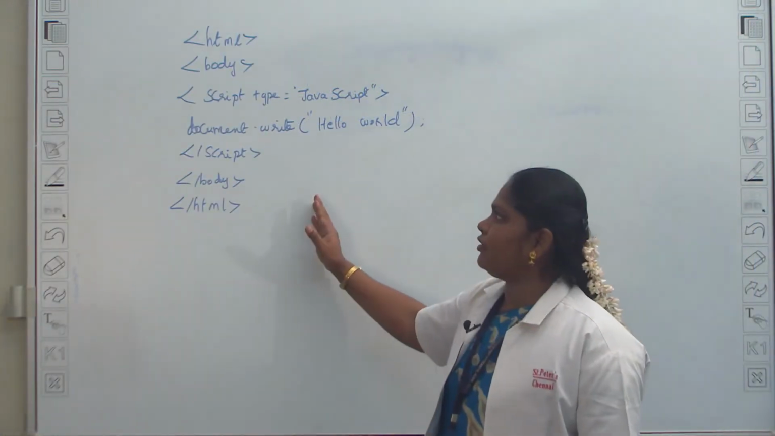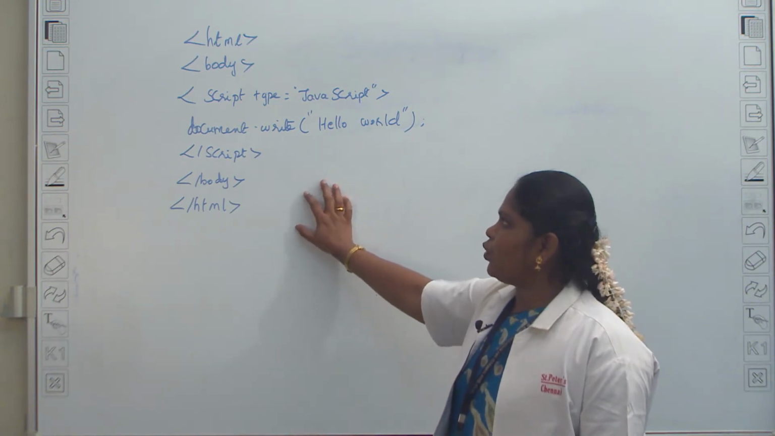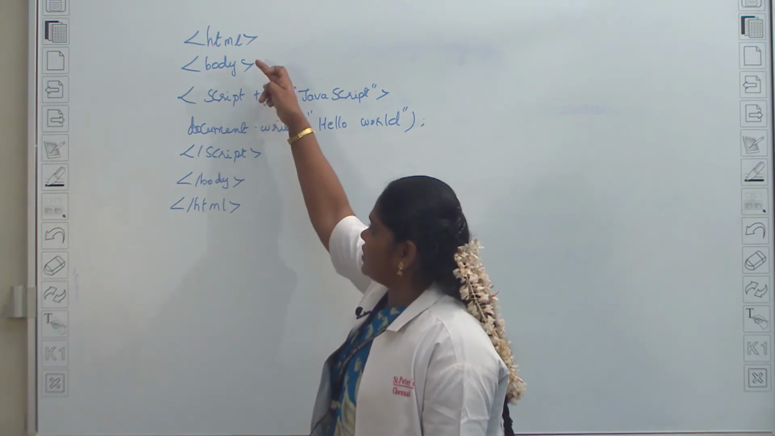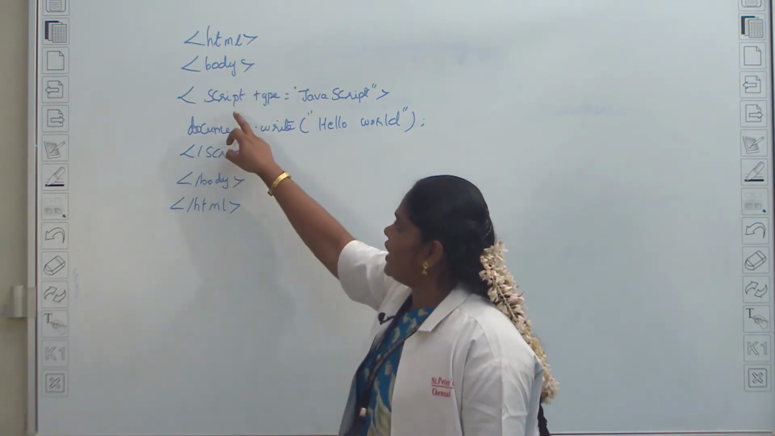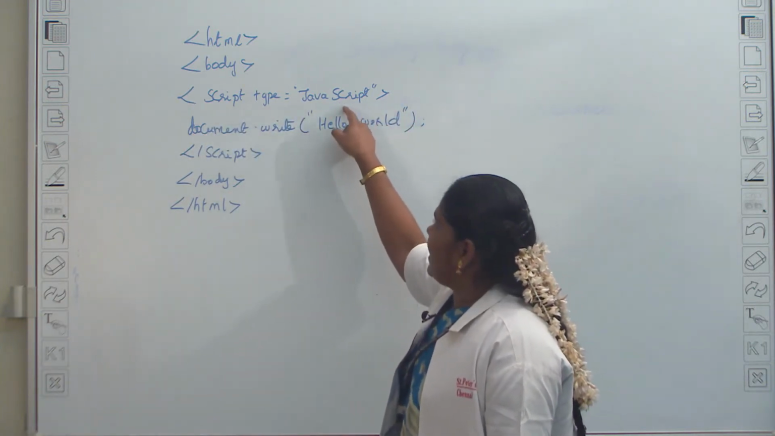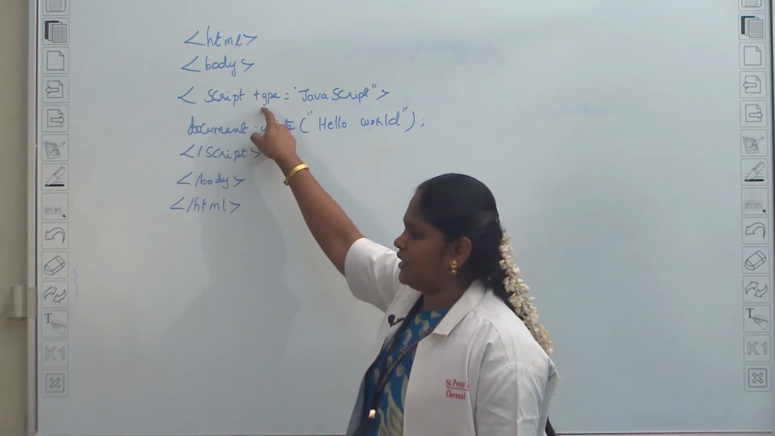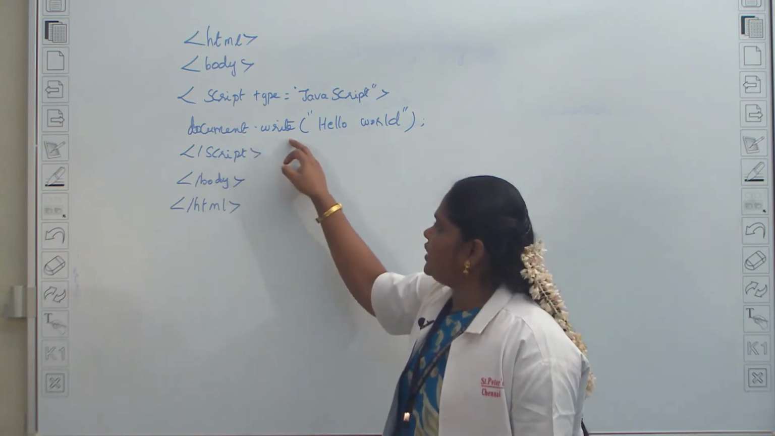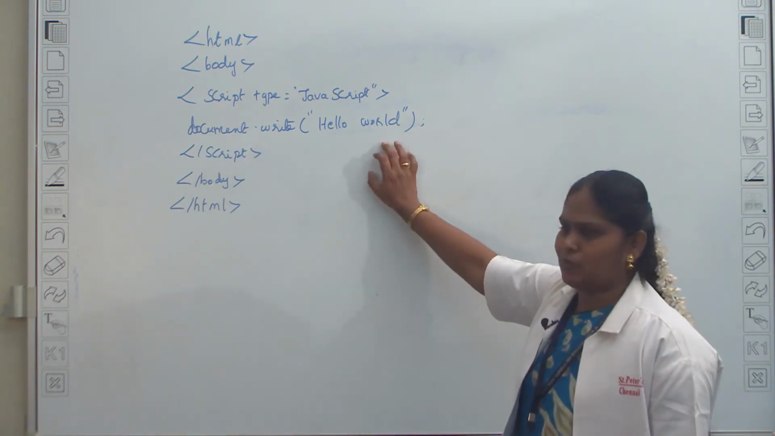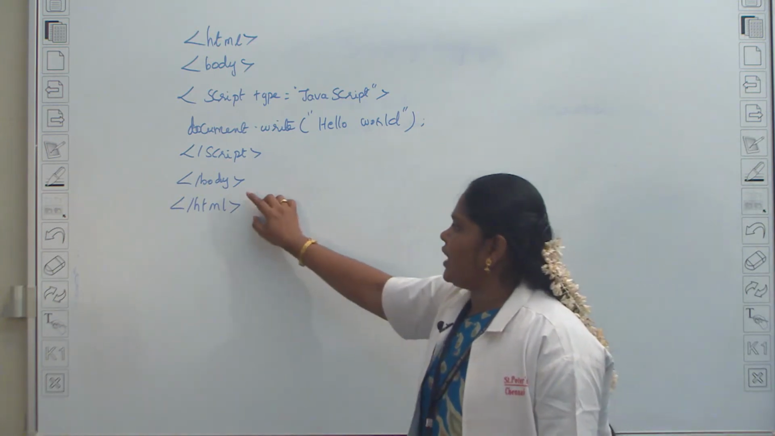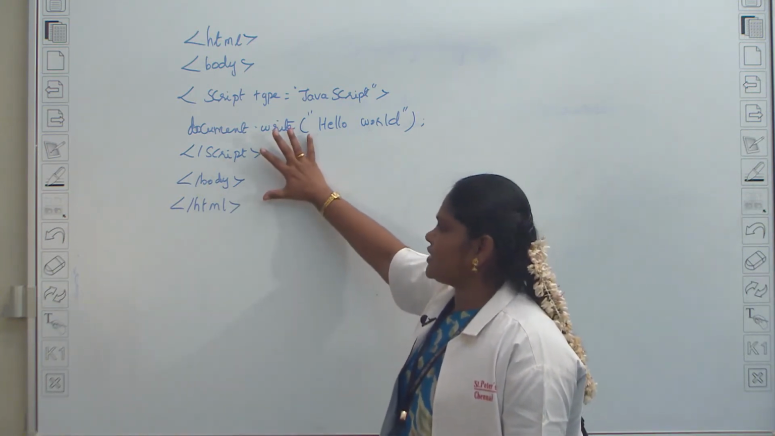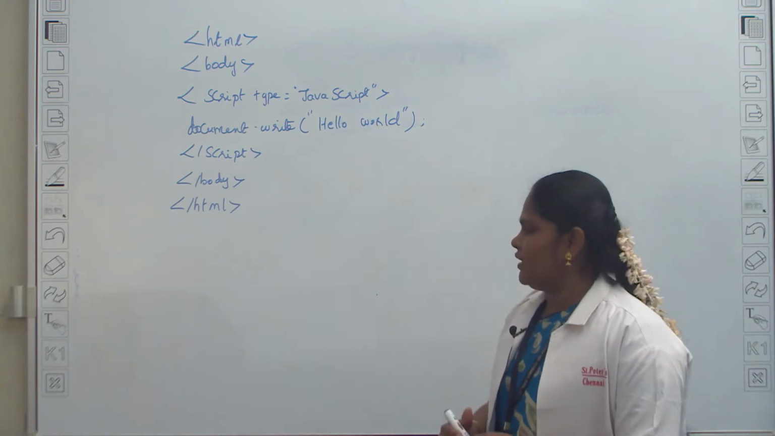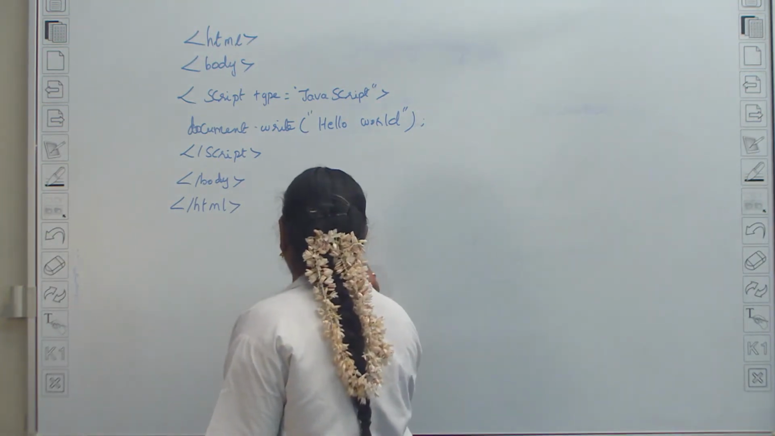For a simple example, here is how JavaScript code is embedded into HTML code. These two tags are the HTML tags, and this is the body tag, and this tag is where the JavaScript script starts, and this tag is where the script tag ends. This is the statement or command which displays the output in the web page itself. And this is the closing of the HTML tag. So this is a simple example of how JavaScript code is embedded into HTML code. The output displayed in the web page is Hello World.